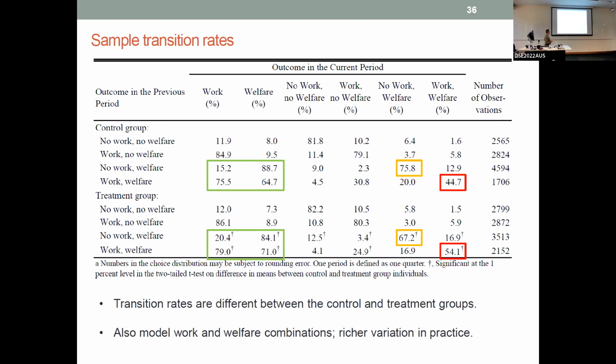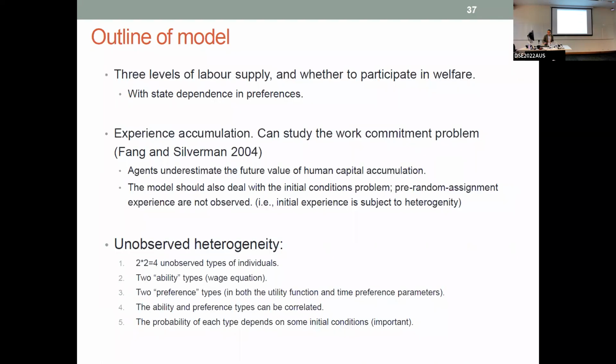There are some interesting patterns in here that might not be really consistent with a geometric discounting model. Okay, so the model has 3 levels of labor supply, whether to participate in welfare, some state dependence preferences, and experience accumulation. We can study the work commitment problem as found in Silverman 2004.